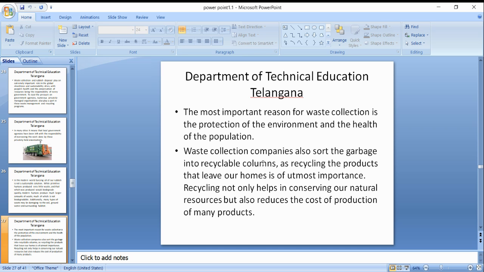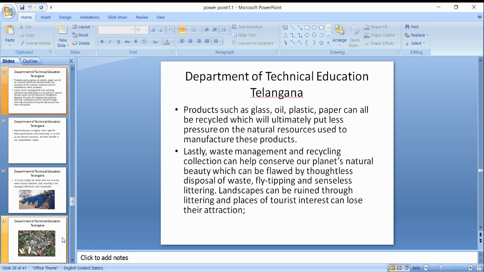Waste collection companies also sort the garbage into recyclable materials, and the products that leave our homes are of utmost importance. Recycling not only helps in conserving our natural resources but also reduces the cost of production of many products. For example, if we use plastic which is recyclable, it can be used in a number of ways. By taking the waste, we are getting other plastic materials, and reducing the product cost also.